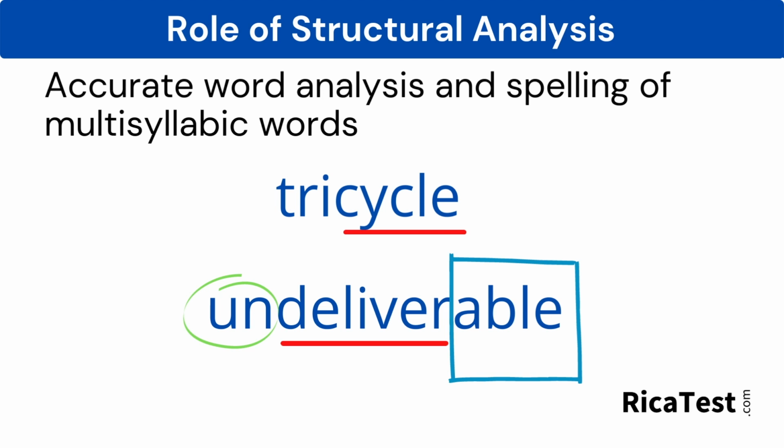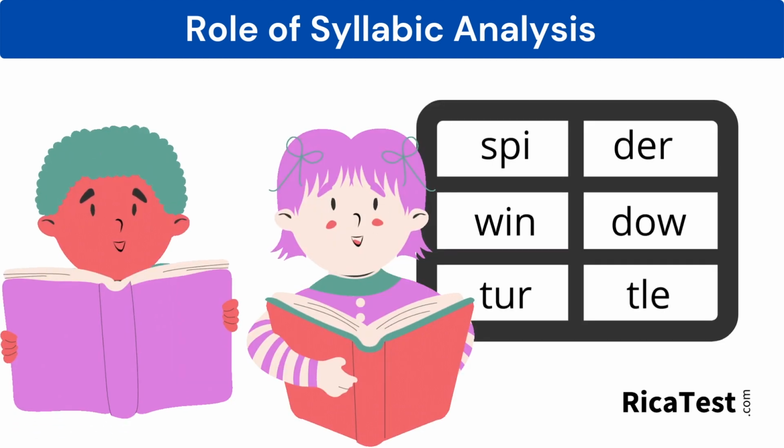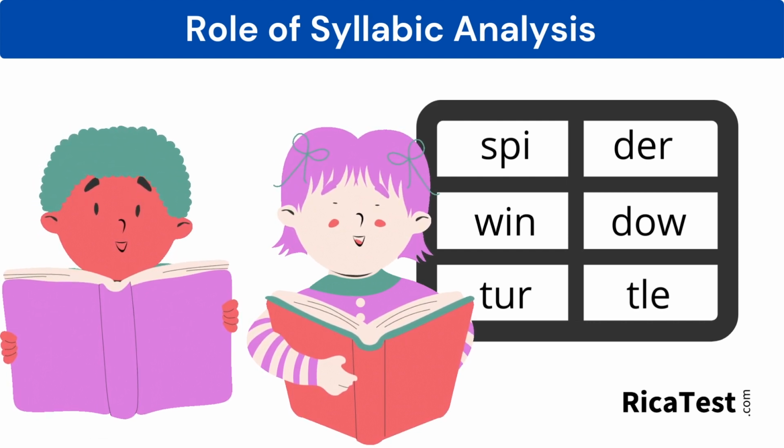So let's have a look at the role of syllabic analysis in helping to accurately spell and decode multisyllabic words next. Having the skills of syllabic analysis helps students decode multisyllabic words that are composed of common syllable patterns in order to accurately analyze and spell multisyllabic words. Simply put, syllabic analysis leads to better reading and better spelling. So you learn syllabic analysis, you decode better, and therefore you spell better. Using syllabic analysis helps students learn to pronounce the word by segmenting the sounds.